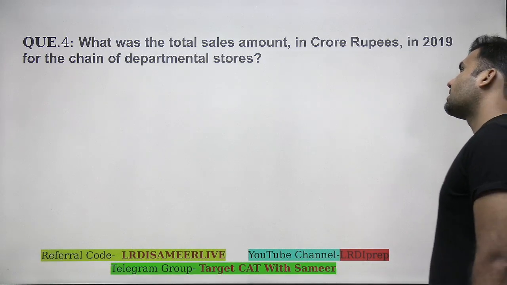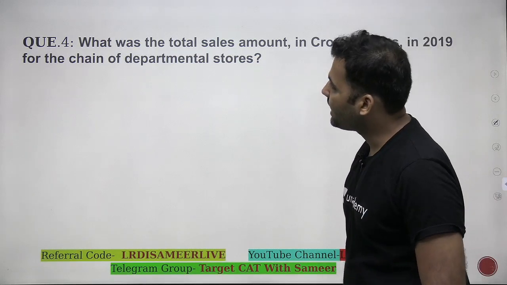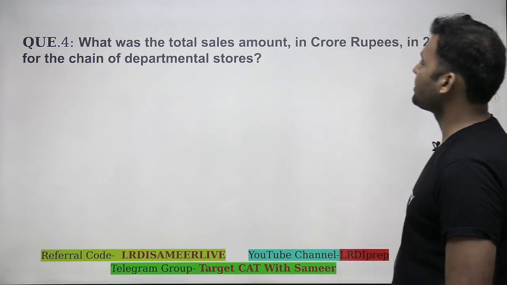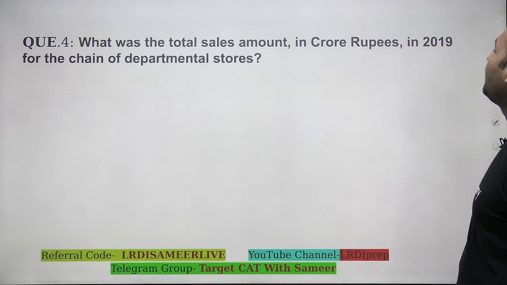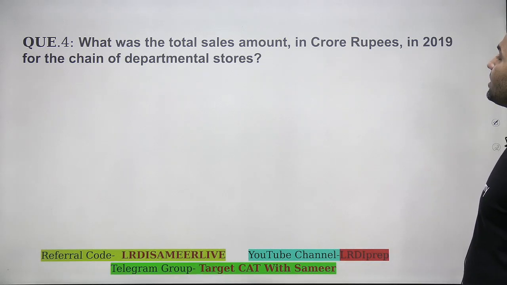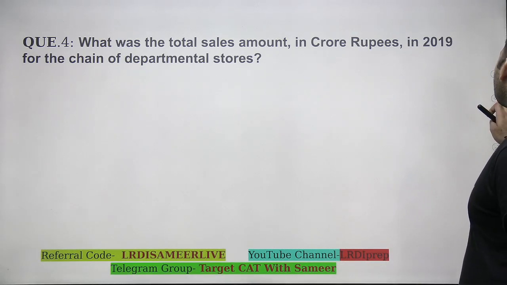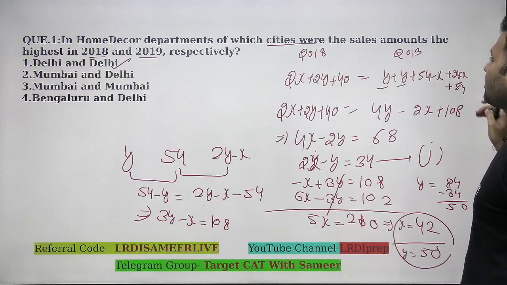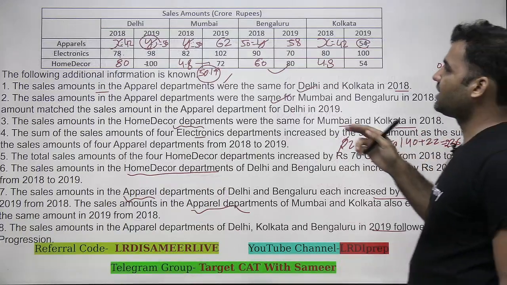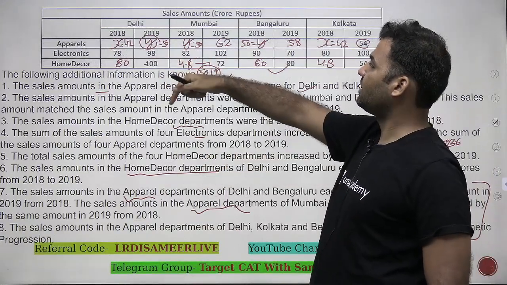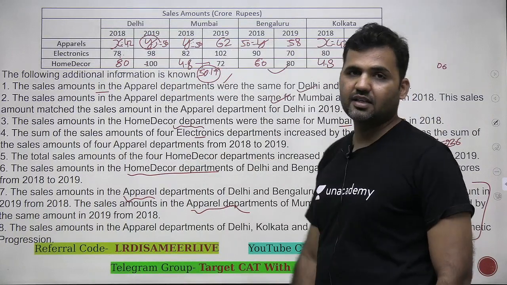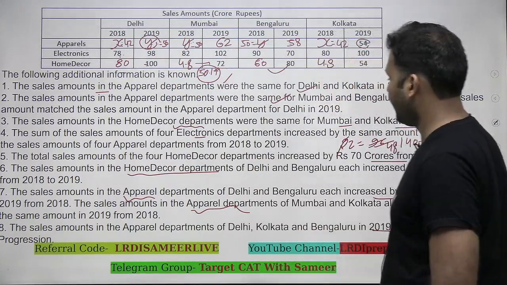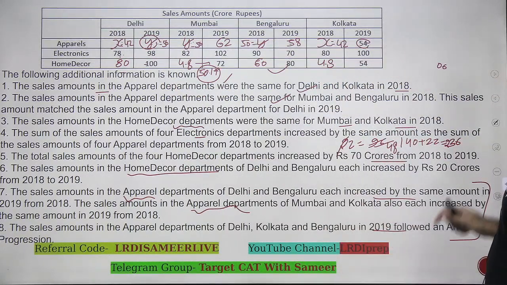What was the total sale amount in crore rupees in 2019 for the chain of department stores? So I'm supposed to find out the total sale of 2019. I just need to add these values, right? Just add the values and you'll get your answer. That's it. It's simple addition, nothing more than that. So this was a set of CAT 2020 slot 2, and you can say it's very, very easy.